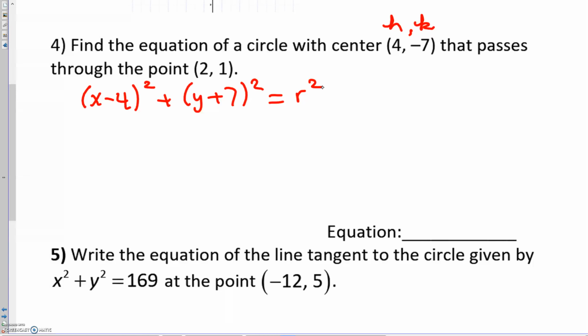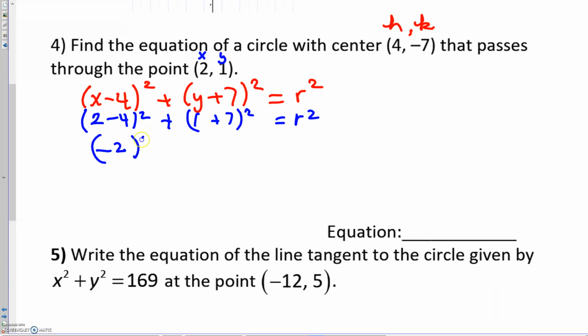I don't have any idea what the radius is. I could put it on a graph and count it, but I'm not going to do it that way. I'm going to do it algebraically. So now for my x and y, I'm going to use this x and y because those are points on my circle. So if this is an equation for a circle, then any point that I plug in is going to make this true. So I'm going to plug the 2 in for the x and the 1 in for the y.